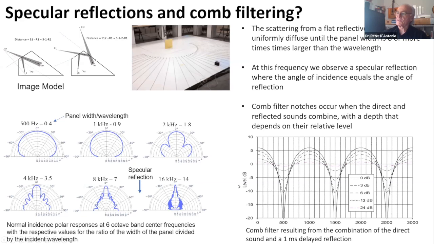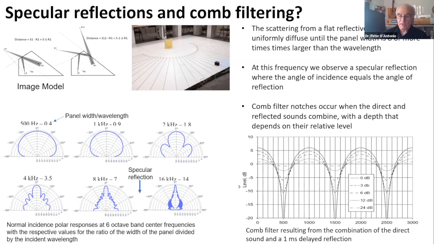Now, we obviously need to control these specular reflections. And what I'm trying to point out here is that you need a very large panel compared to the wavelength to redirect the specular reflection. And for example, if you have a three-foot console, the onset of a specular reflection is 3 kilohertz and above. A 5-foot window specularly reflects at 1.8 kilohertz, and a 9-foot window specularly reflects at 1 kilohertz.